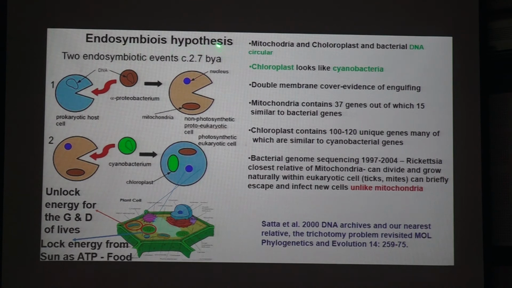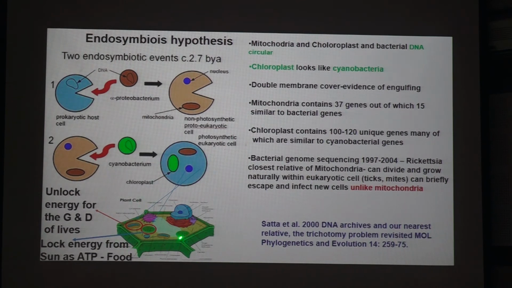The endosymbiosis hypothesis, all scientists agree to it. About 2 endosymbiotic events happened approximately 2.7 billion, 270 crore years ago. What happened? Proteobacteria entered as mitochondria. In the second event, cyanobacteria entered, becoming chloroplast.